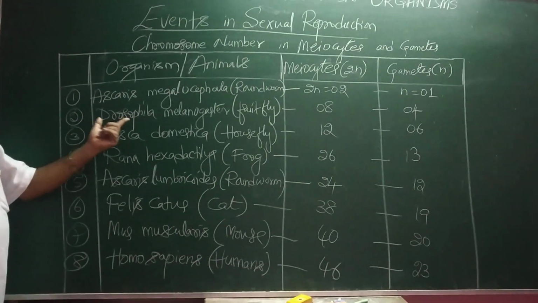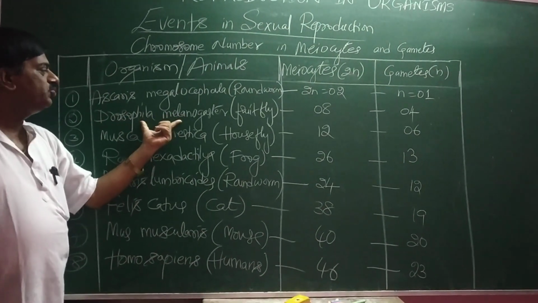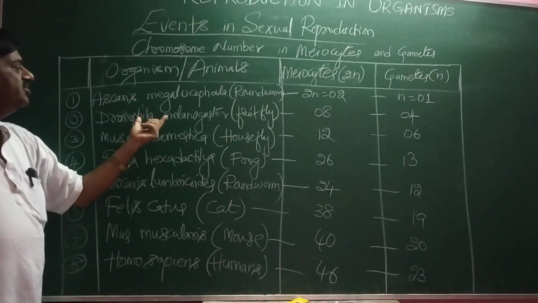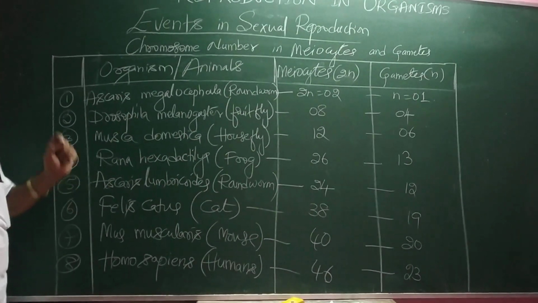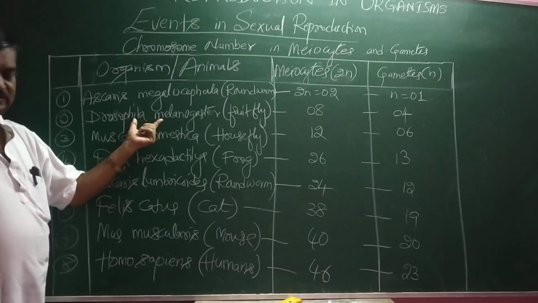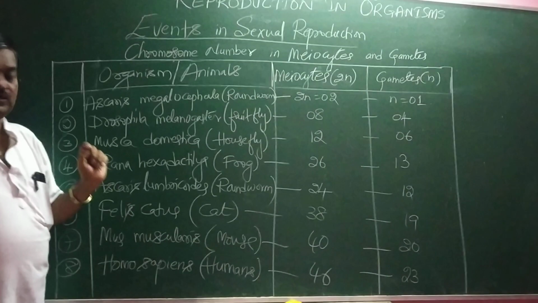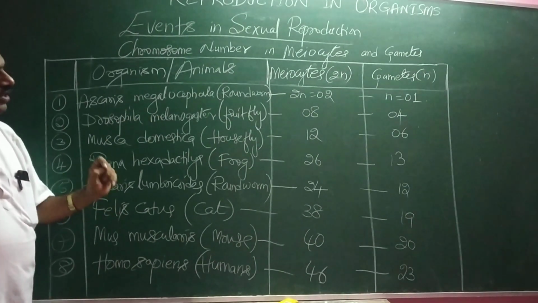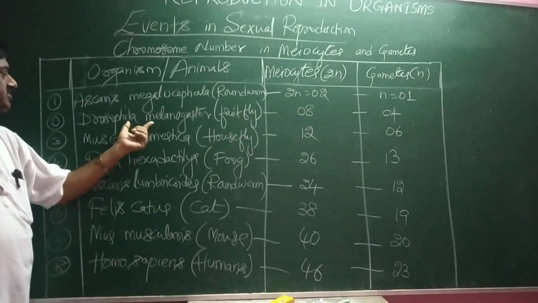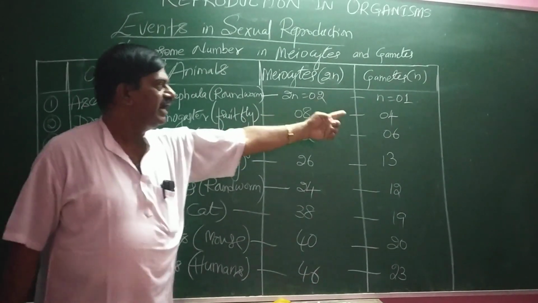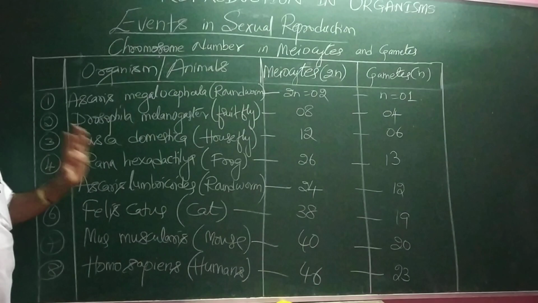Next, Drosophila melanogaster. This is commonly called fruit fly. This fruit fly is also called the Cinderella of genetics. This is important. Drosophila melanogaster is also called the Cinderella of genetics. In this, the chromosome number is 2n is equal to 8 and the gametes n is equal to 4.